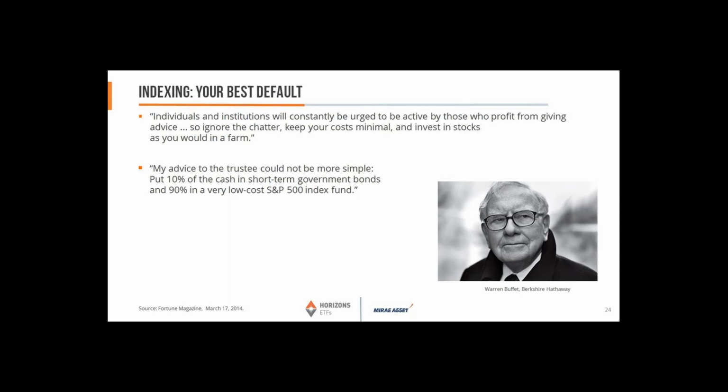And don't just ask me. This is actually the view of Warren Buffett as well. A lot of people probably aren't aware of this, but obviously Warren Buffett is probably the most successful active investor in the history of the world. But he's actually made it so that when he passes on, he wants his trustee to put 10% of his money in short-term government bonds and 90% in a low-cost S&P 500 index fund. That's it. That's what Warren Buffett wants his estate investment assets in.